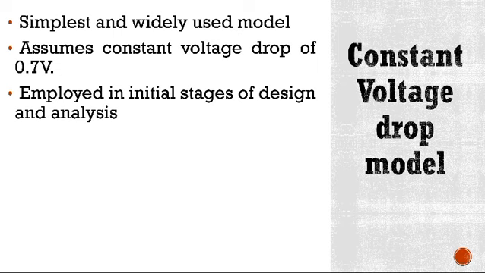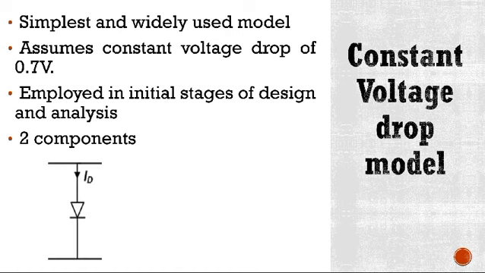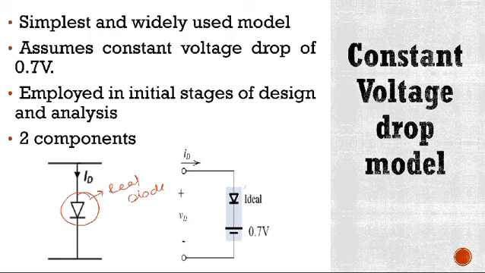Now, in this model, there are two components that are connected in series. Look at this model. This is the real diode model. Now, in the constant voltage drop model, this real diode is replaced with an ideal diode and a voltage source having a constant voltage drop of 0.7 volts, and these two components are connected in series as you can see here.